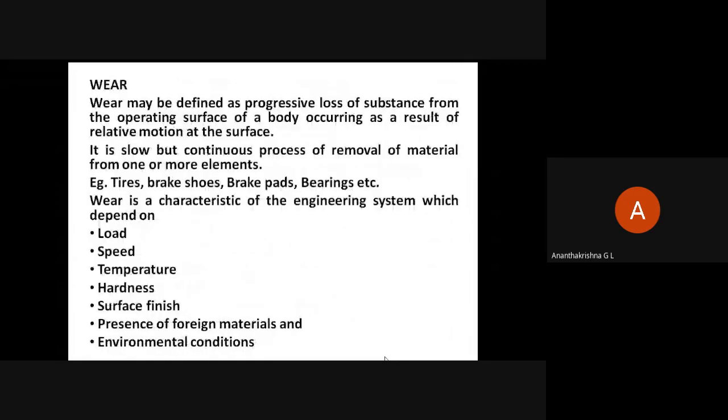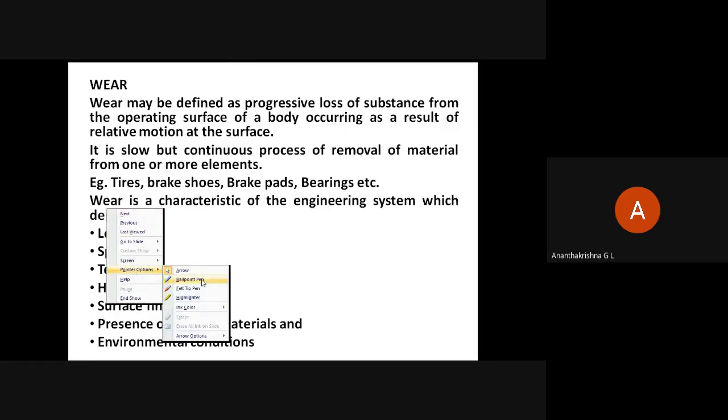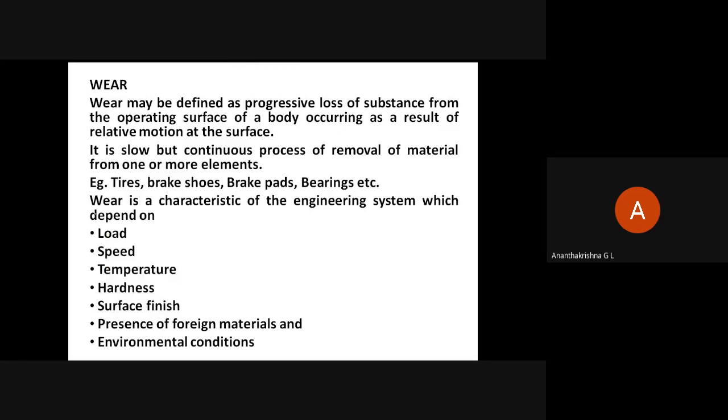So in the entire module, what we started with was wear, and then what is wear, and examples we took, characteristics of engineering systems which depend on so and so. So wear is a characteristic which depends upon load, speed, temperature, hardness, surface finish, presence of foreign materials, and environmental conditions.